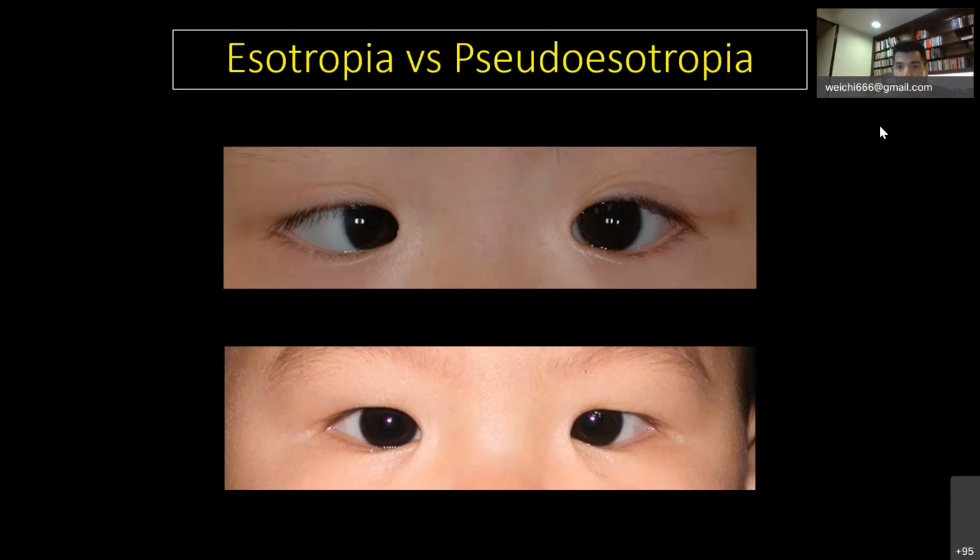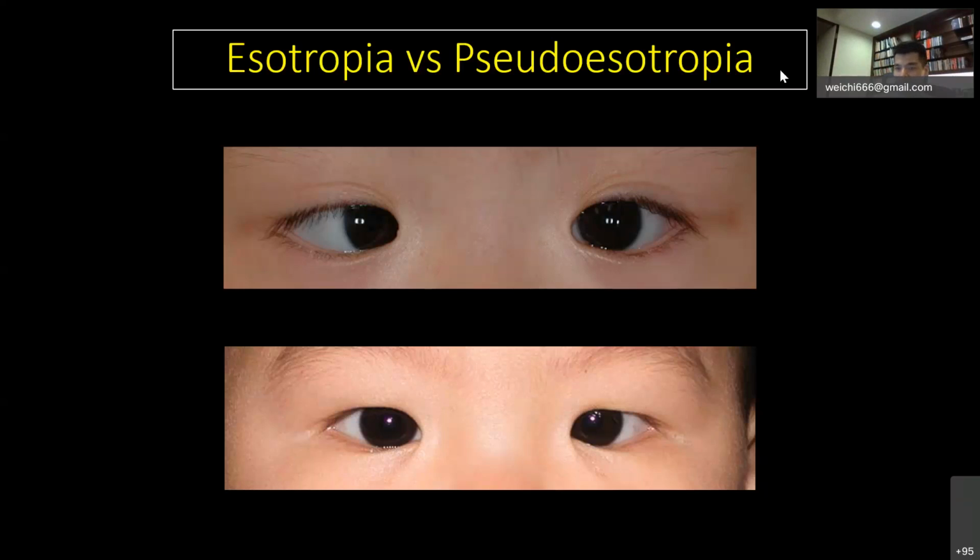Let me see. Dr. Hortin Fan, Dr. Hortin Fan. Yes, Hortin Fan, can you hear me? Yes. So which photo is the photo with esotropia, and which one has pseudo esotropia?